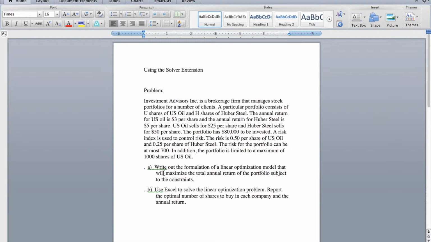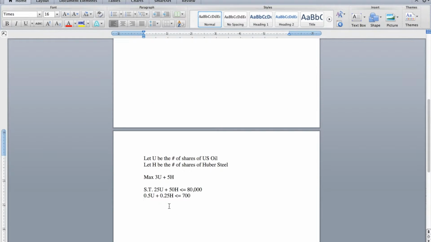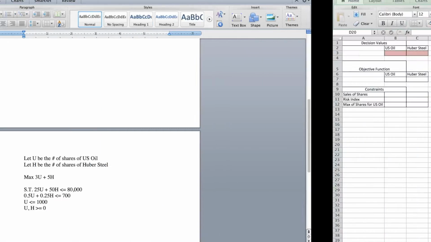Our next constraint is going to be this one right here. We are limited to a maximum of 1,000 shares for U.S. Oil. Since only U.S. Oil is in this constraint, we're just going to put U less than or equal to 1,000 for 1,000 shares. And to make sure that everything is a positive number, we're going to put U and H is greater than or equal to 0.